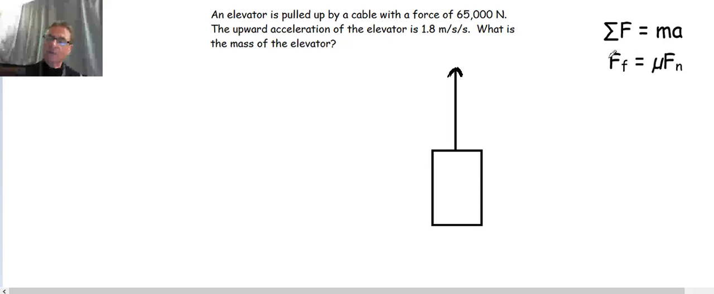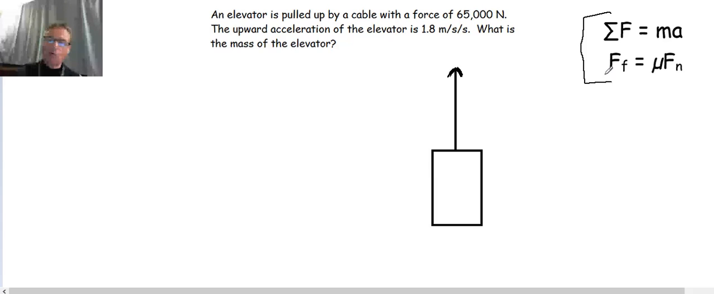So what are the equations we're going to use again? All right, these are the only real two equations that we have. The sum of the forces equals ma, and frictional force. Well, we have no friction in our elevator, so that one's not going to really apply. But we certainly do have forces on our elevator.